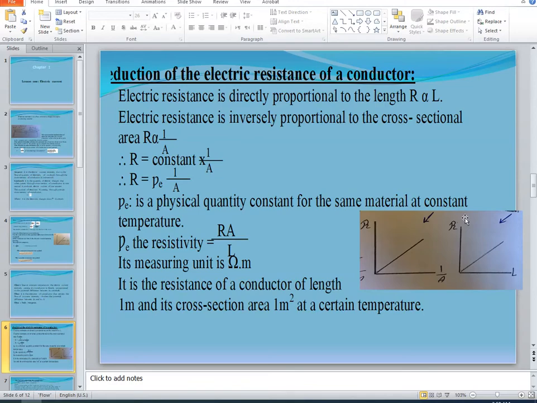Due to as the length increase, the number of atoms which make a collision with the electrons of the electric current increase. And as the collision increase, the ohmic resistance increase. So the relation between the ohmic resistance R and the length of the conductor is directly proportional together, so the line will be straight line passing by the original point. So R directly proportional to the length L.